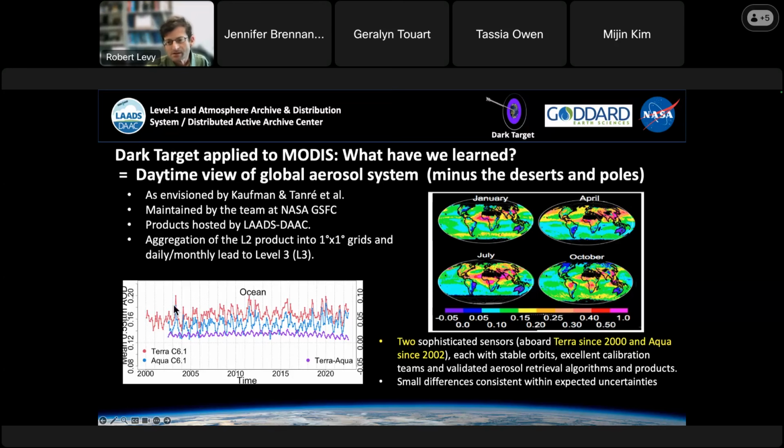And we have these two sensors, each with stable orbits and excellent calibration. There are some small differences that you can see, but they're well within expected uncertainties. I'll mention here that these MODIS products have long been hosted at LAADS. We also produce a level 3 product, which takes these level 2 individual retrievals and aggregates them up to a daily and monthly time period.